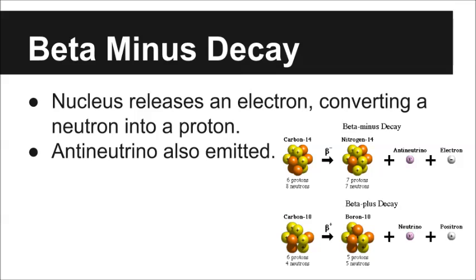Next, we're going to talk about beta plus decay. So here a nucleus releases a positron, converting a proton into a neutron. So here we go. As I said, you can see we have carbon 10 on the left, boron 10 on the right. You can see that the number of protons changes because the nucleus releases a positron, so one of those protons turns into a neutron. So now we will go from 6 to 5 protons, and from 4 neutrons to 5 neutrons.